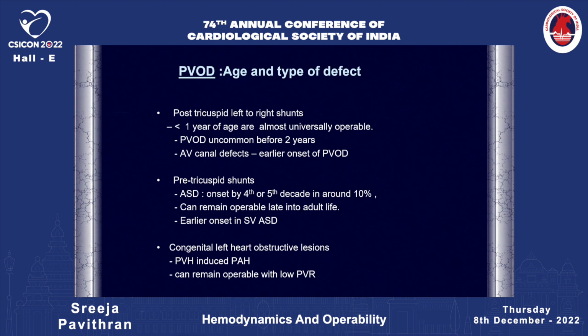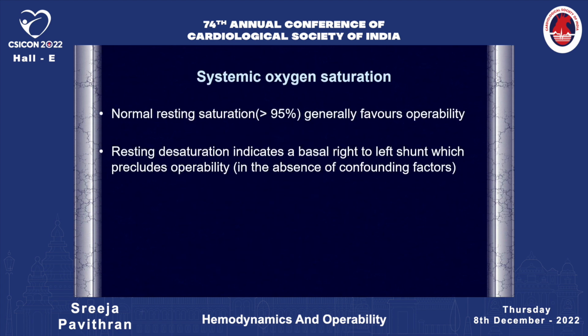In an ASD, the onset of irreversible PAH is delayed up to the 4th or 5th decade. That too, only in around 10% of patients. So the vast majority will remain operable late into adult life. And there is an earlier onset in sinus venosus ASD compared to a secondary ASD. And left heart obstructive lesions are a different set in which the pulmonary venous hypertension is responsible for the PAH.